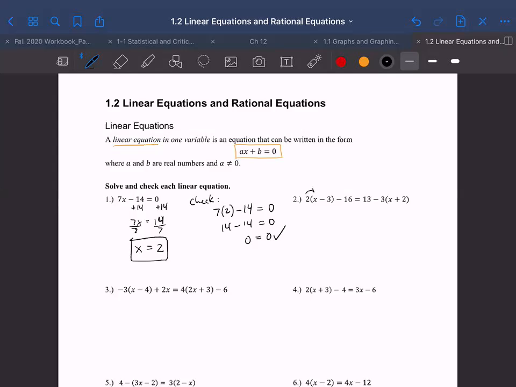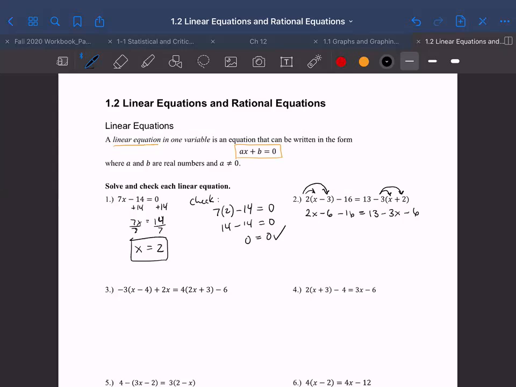So I'm going to multiply my 2 into both terms in the parentheses. That'll give me 2x minus 6. And then I keep the minus 16. And then I have 13 minus 3. So I'm going to multiply the negative 3 into both terms inside the parentheses. So I get negative 3x. And then I get negative 3 times 2, which is negative 6. So that's what I end up with right there.